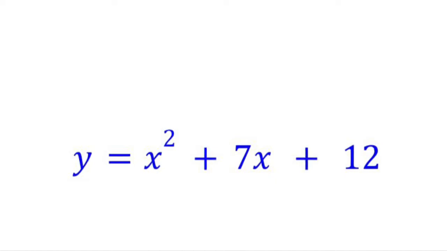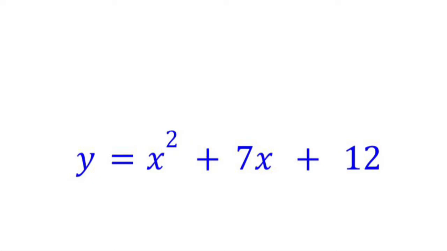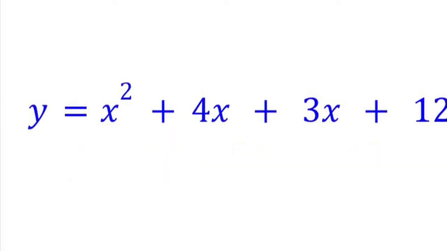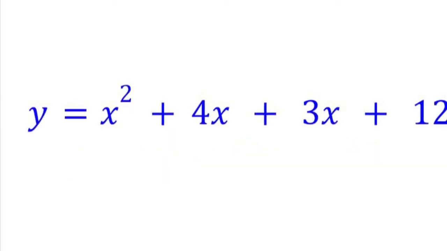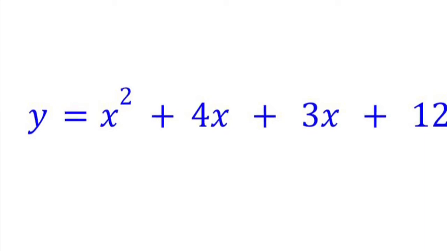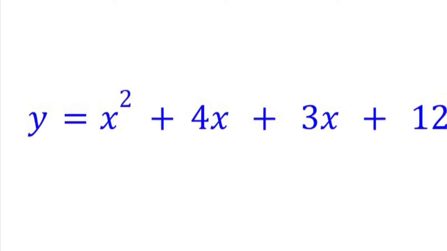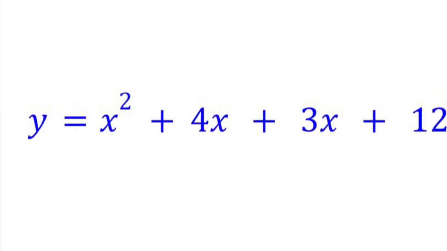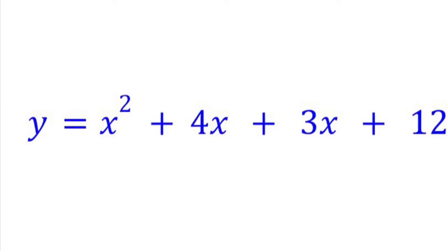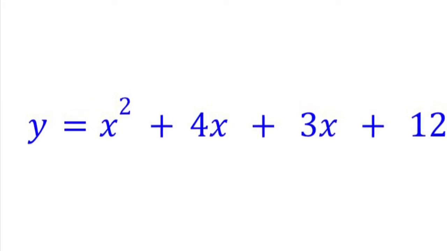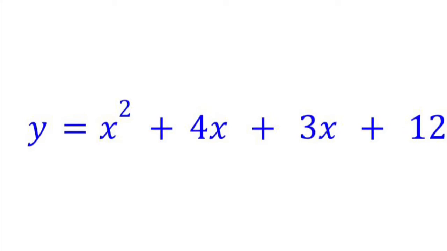So we're going to start with y is equal to x squared plus 7x plus 12. And what we need to do is figure out what two numbers to replace the 7 with. So we want to find two numbers that are going to add together to give us 7. So the 4x plus 3x would give us the 7 that we had before. But we also need to find two numbers that are going to multiply to give us 12.